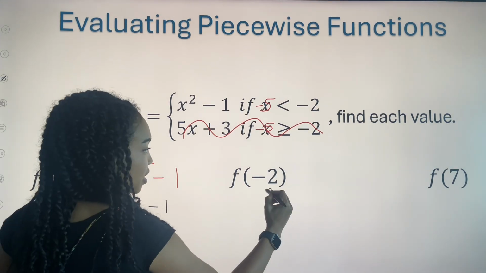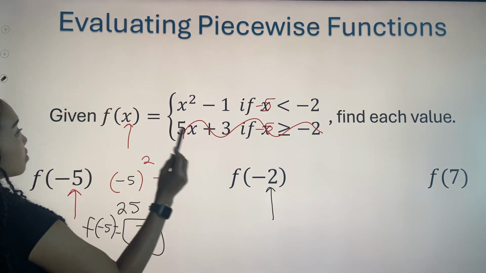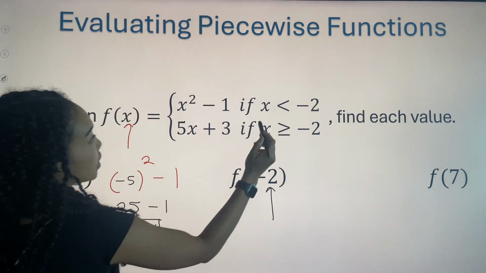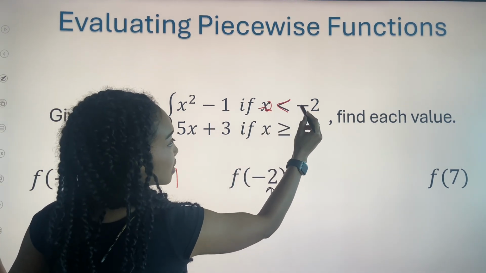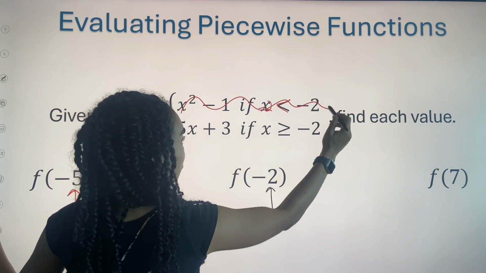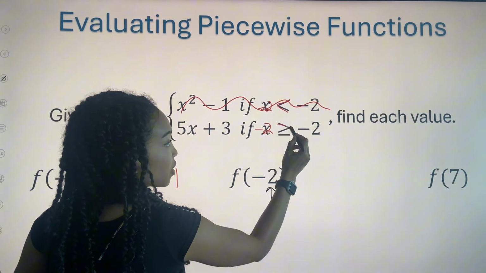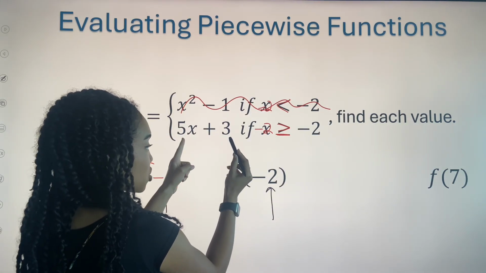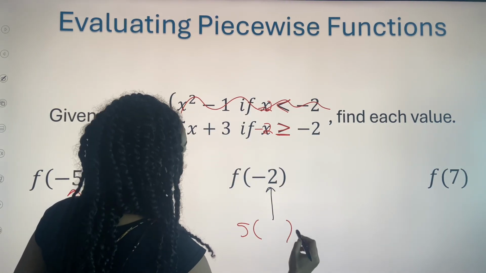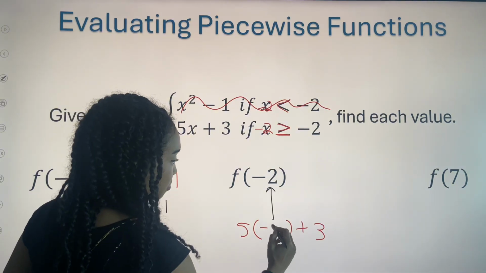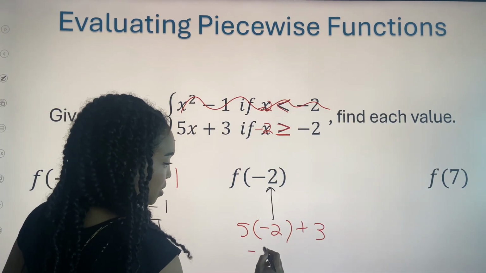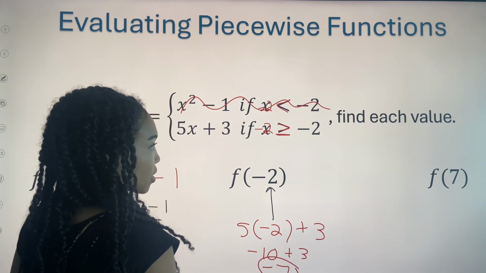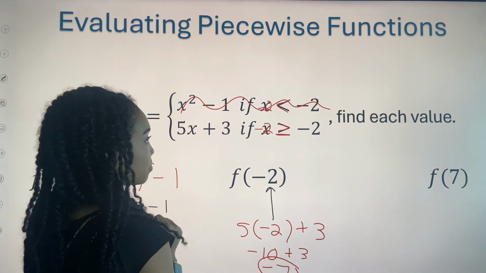Next, we have -2. So let's see which equation I should use. -2 is not less than -2, so we can't use that one, but -2 is greater than or equal to -2. So I'm going to use this bottom equation, and I'm going to plug in my -2. 5 times -2 is -10, plus 3 is -7. And you can do the last one on your own.